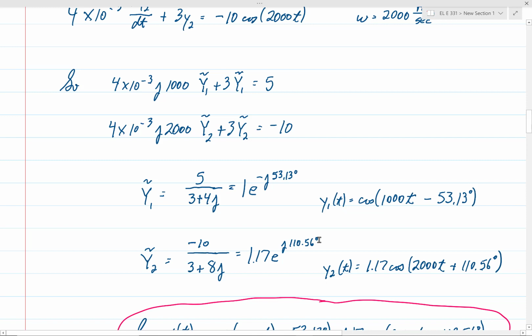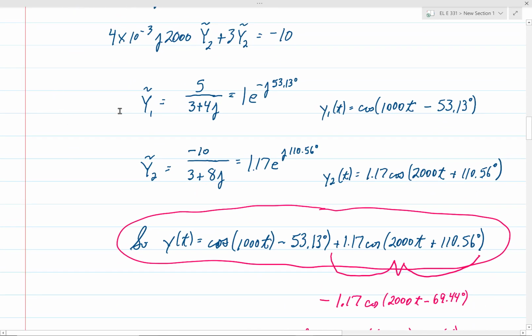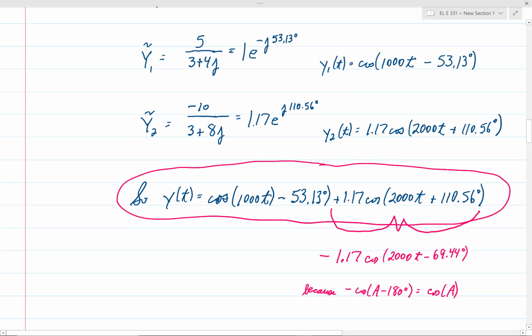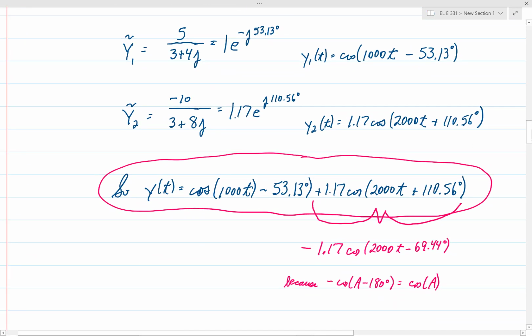And so find that in the time domain, and you will get y2 of t equals 1.17 cosine. And remember that for the second problem, or for y2, omega is equal to 2,000, so we have 2,000 t plus this 110.56 degrees. And so then for the overall y of t, we just add these two together.